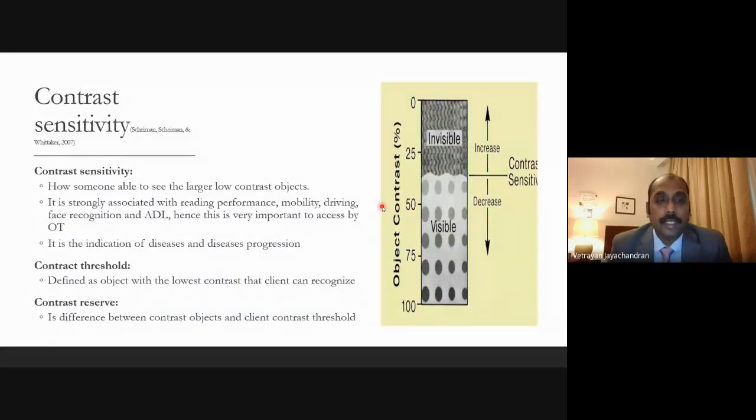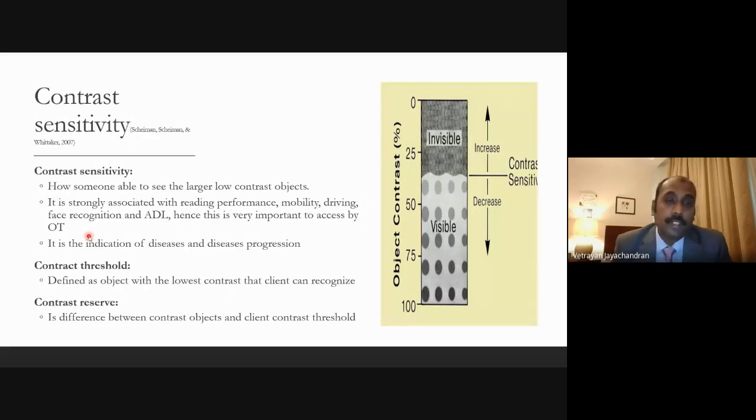So next is contrast sensitivity. This is one of the strong areas where OT has to be concerned, because contrast sensitivity is strongly associated with many of our daily life activities like reading performance, mobility, driving, and recognizing faces, especially for communication, because you cannot identify the emotional reactions shown on the face if you don't have good vision or the ability to distinguish the different parts of the face. It also causes difficulty in doing idle activity. That's why contrast sensitivity is very important for an occupational therapist to assess when you want to do any kind of environmental modification. We have to think about contrast sensitivity.